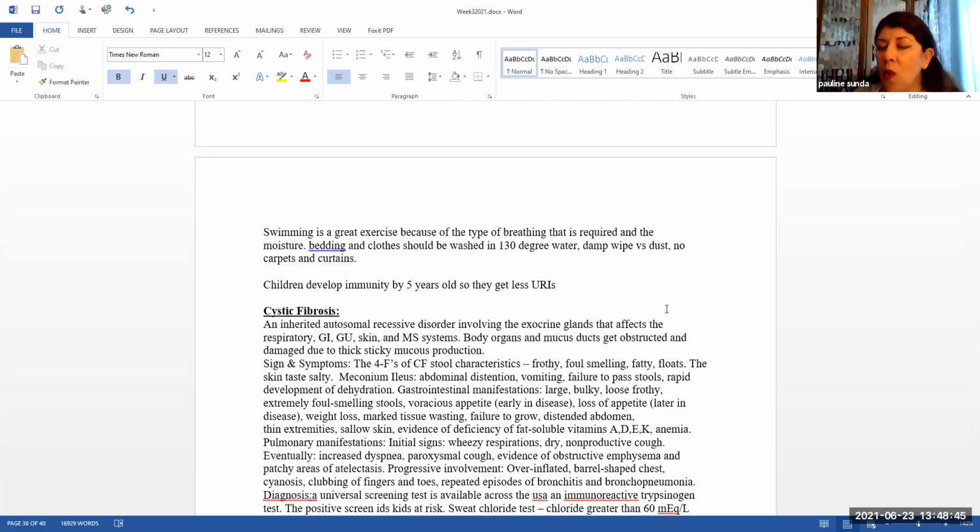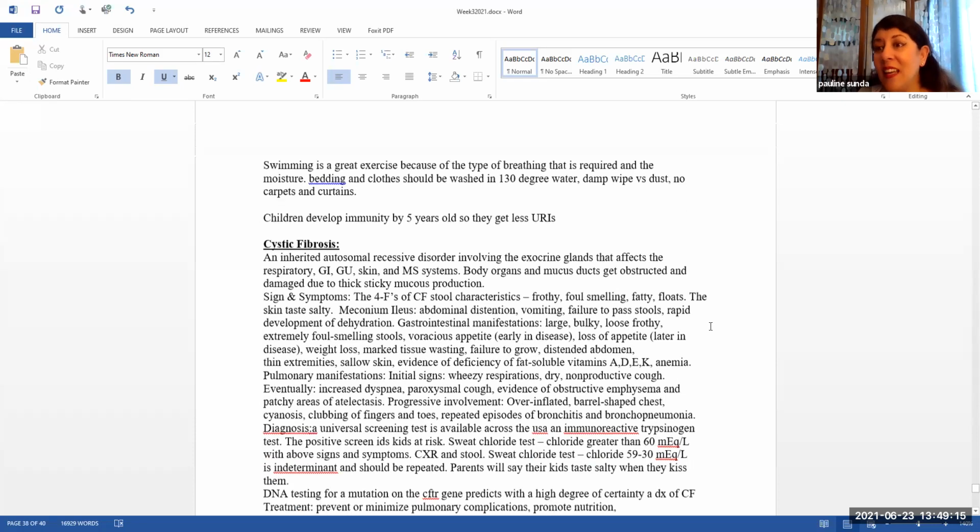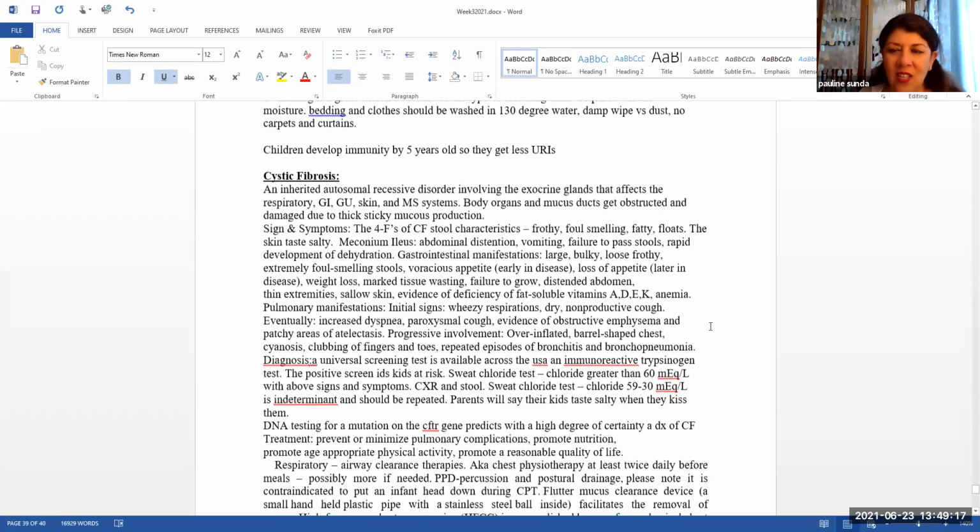You want a damp wipe instead of dust, because if you just dust, you're having all the particles fly over the house, and that's just not helping somebody that has asthma. Ideally, also, they don't have curtains or carpets because, again, the dust can trigger asthma. The good news is that children develop immunity by about 5 years of age. So usually 5 and older, they're going to have fewer issues with getting so many upper respiratory infections.